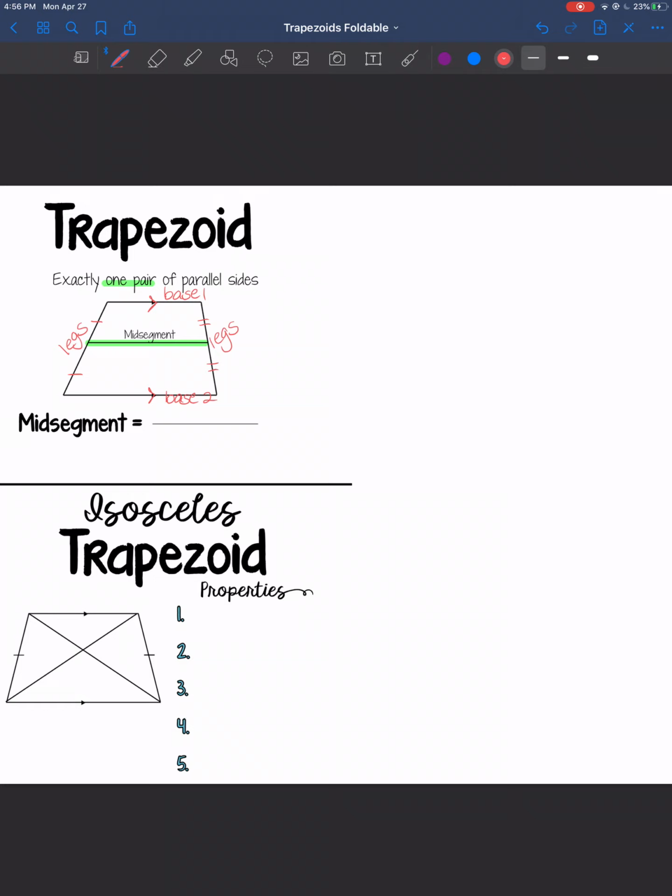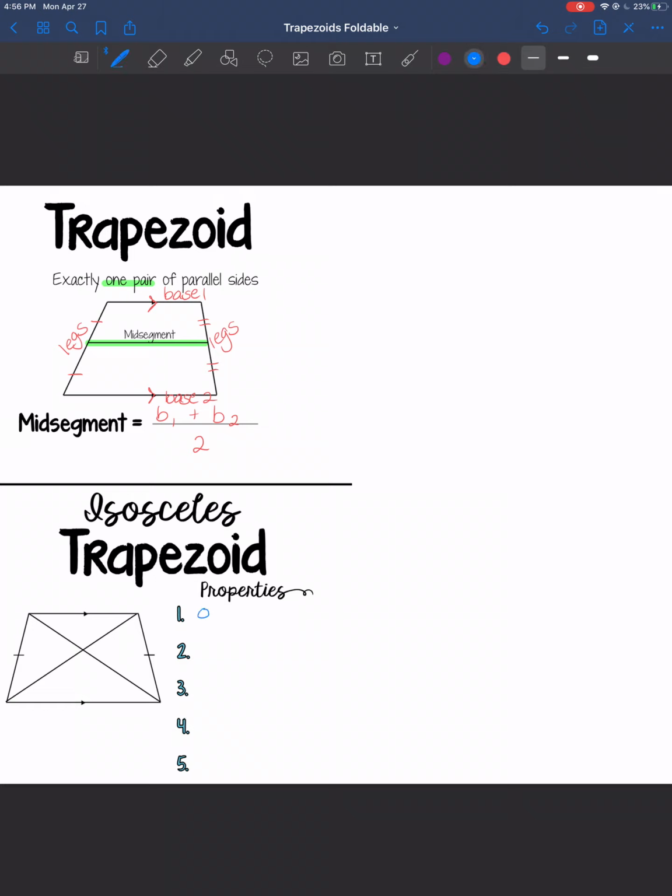To find that midsegment length, you find the average of the bases. So base 1 plus base 2 divided by 2 to find that length. Those are basically the properties of a regular trapezoid. Then we have an isosceles trapezoid. It adds on a few more.